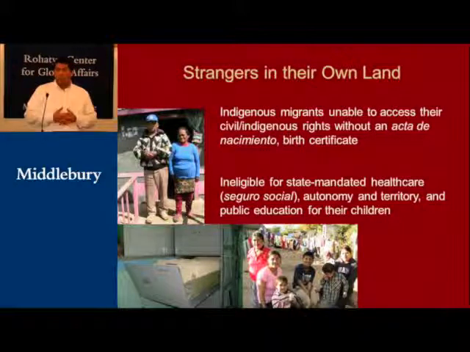What's happened is that you have basically squatter communities that have set up around the edges of each town that feed into the labor systems of local agricultural firms. Now, indigenous people lack citizenship because they are unable to access the civil and indigenous rights without an acta de nacimiento. Since many of them were born in rural Oaxaca, many of them in homes, many of them not in hospitals, they don't have the birth certificate that shows them to be Mexican citizens.